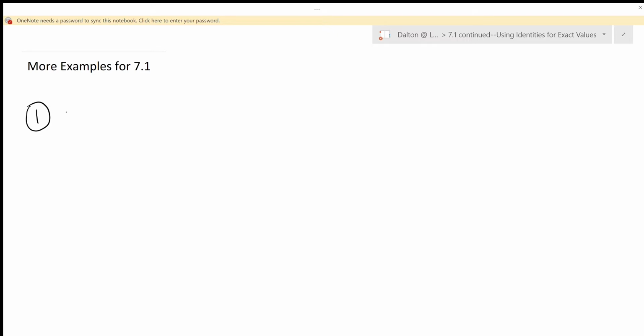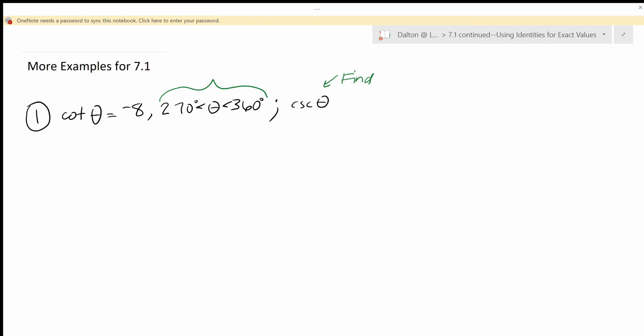Okay, so my first example is the cotangent of theta equals -8, within the parameters of 270 degrees is less than theta is less than 360 degrees. And I want you to find the cosecant of theta given that information. So just to recap, this is what you want to find. 270 degrees is less than theta is less than 360. This is telling us that our angle theta, if you use what you know about the unit circle, would be in quadrant 4. So the particular angle needs to be in quadrant 4.